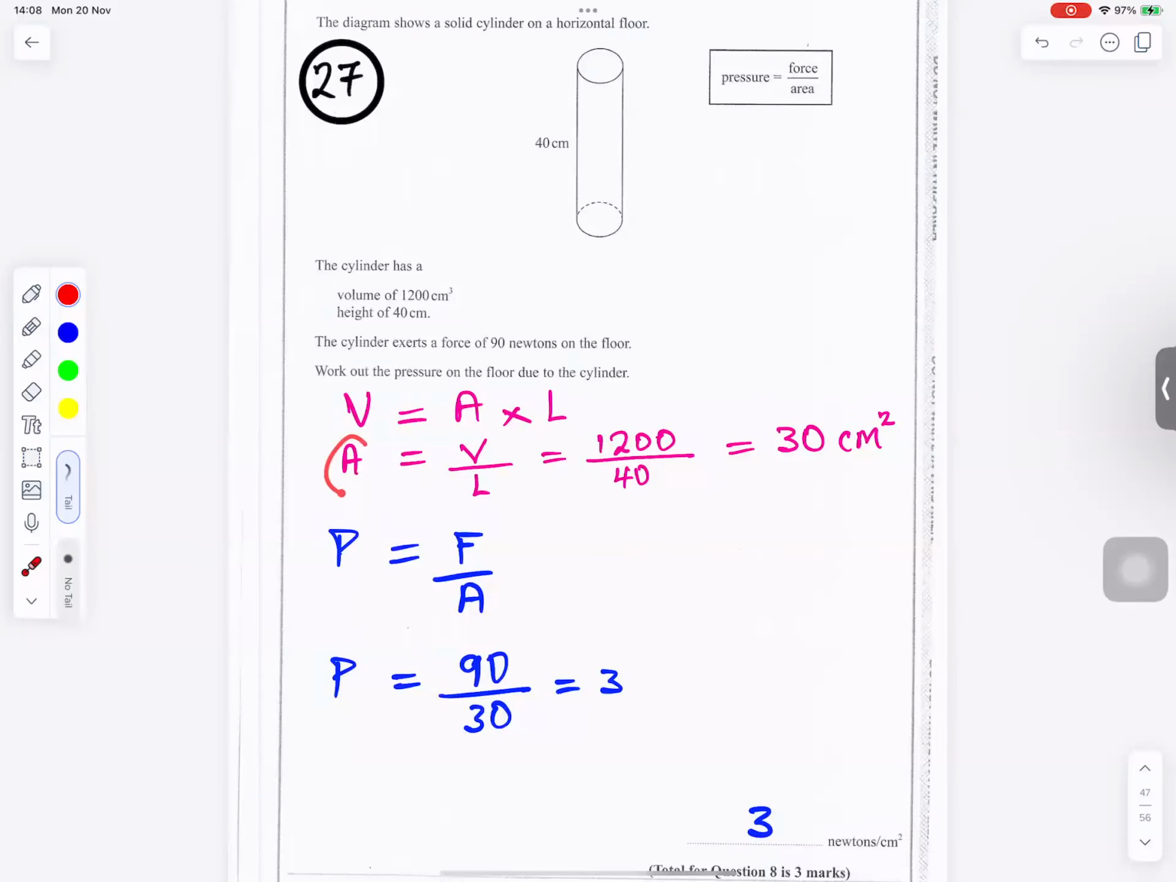So the area, you rearrange it, is volume divided by length. Volume is 1,200, the length is 40. Always make sure they are in the same unit, centimeters, centimeters cubed, and centimeters. So you divide that, you get 30. So we know the area. Pressure is force over area. That one is given in the question. So the force is 90 divided by the area 30, which gives you 3 newtons per centimeter squared.